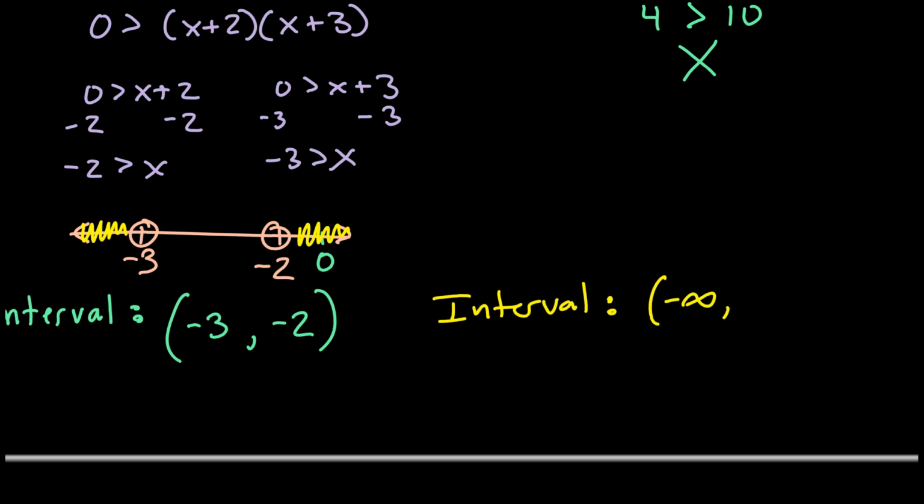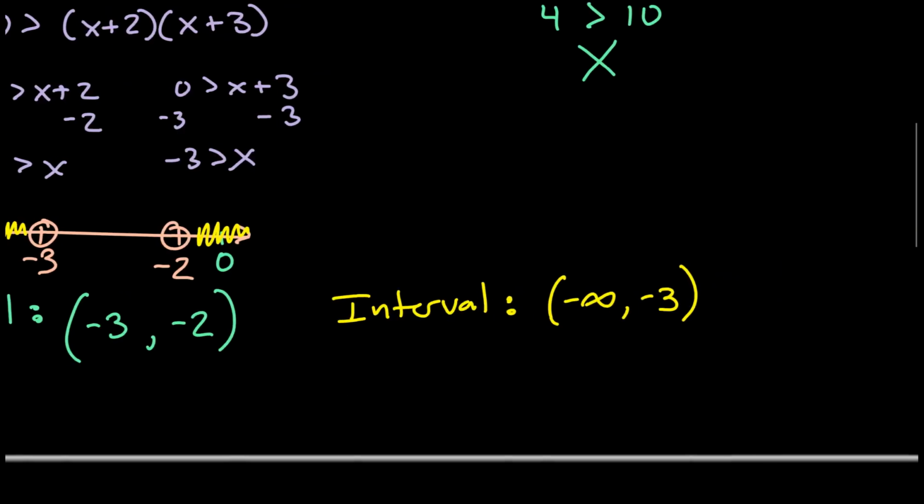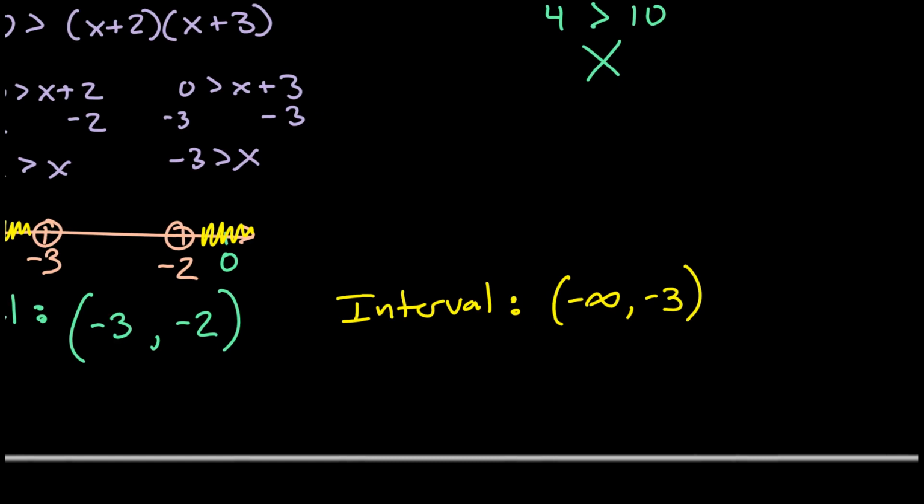And then reading left to right, where's my first stop? When did I stop shading? At -3. Was I touching -3? No. Parenthesis. Then there's a pause where I didn't shade right.